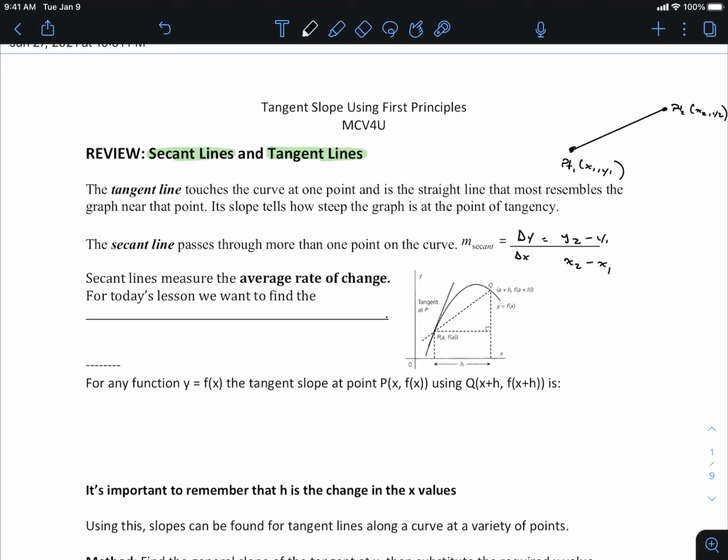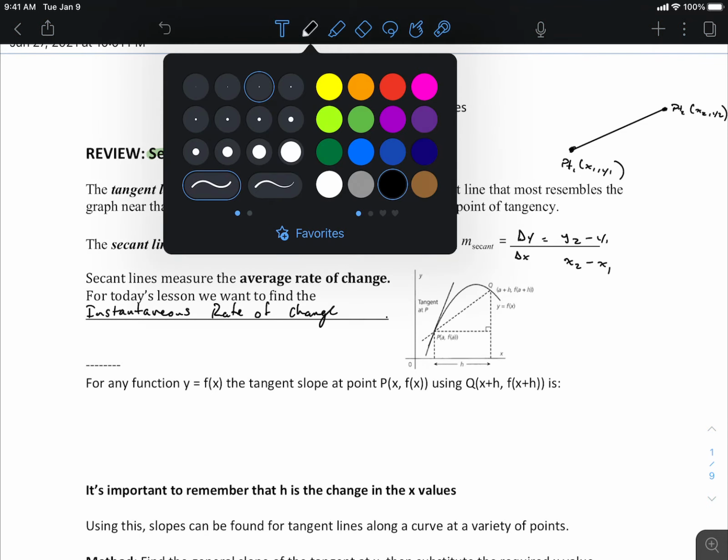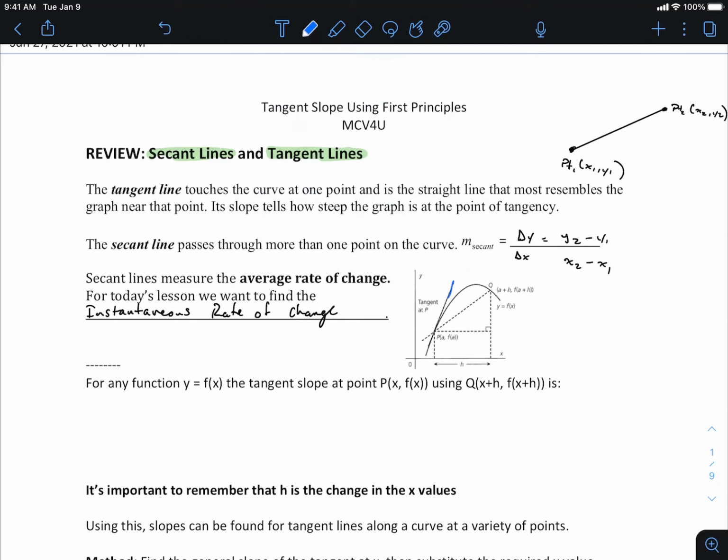And so for today's lesson, we want to find the instantaneous, I'm going to try and spell this correctly, instantaneous rate of change, okay? And so we're looking at one specific point, right? And I suppose now at this point in time, we can take a look at the difference between these two lines. The tangent will be in blue, right? And that's measuring the slope at this particular point right there. Okay, it's a representation of the slope there.